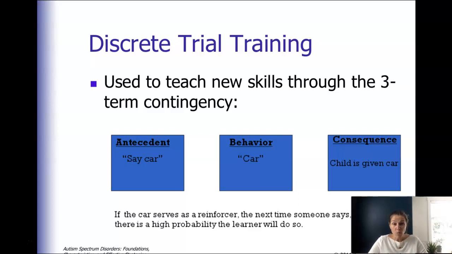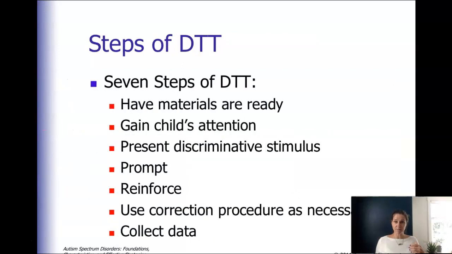So what we expect based on this 3-term contingency is that if access to that little Matchbox car is a reinforcer, if the child likes that, next time someone says, say car, there's a very high likelihood that the student will do that. So discrete trial training is based on this. There are 3 steps to discrete trial teaching in which the teacher or instructor gives an instruction, you wait for the learner to emit the behavior, and then the consequence is given. This is done within the context of a 7-step sequence.